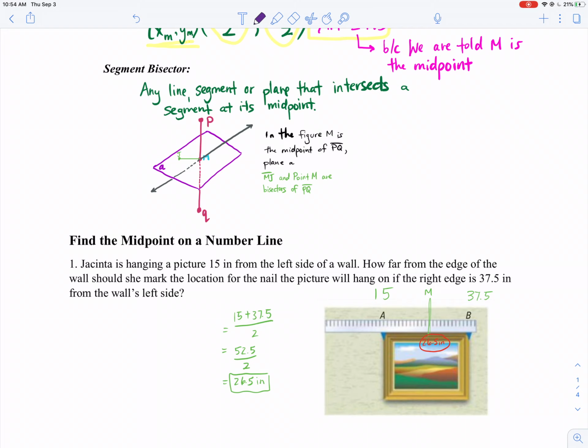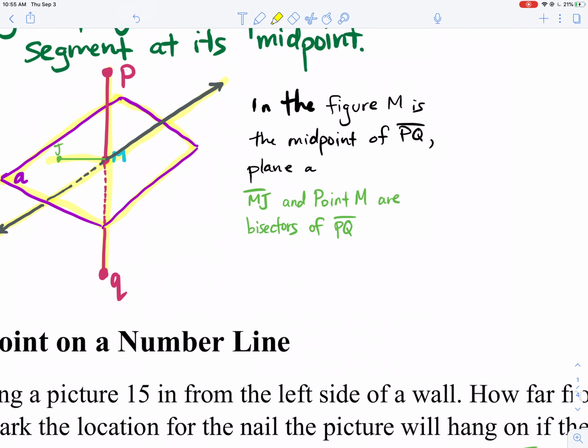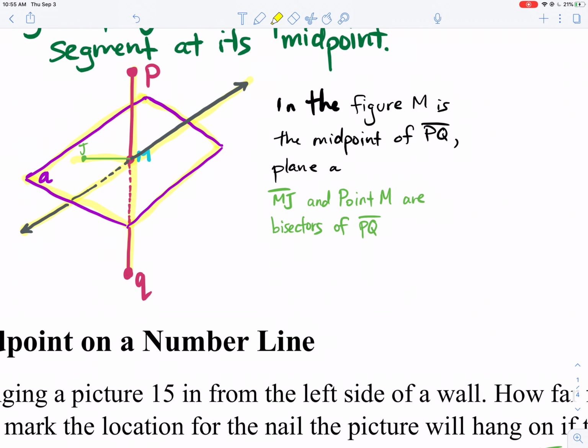So all of those things, okay, so if I look here, here's my segment I'm talking about, right? And I have a line that passes through it, goes through M, that's the midpoint. I have MJ that goes through it, so that's a segment passing through that. And then I also have my plane here that passes through that point M. So in this figure, M is the midpoint of segment PQ and plane A, segment MJ and point M are bisectors of segment PQ.